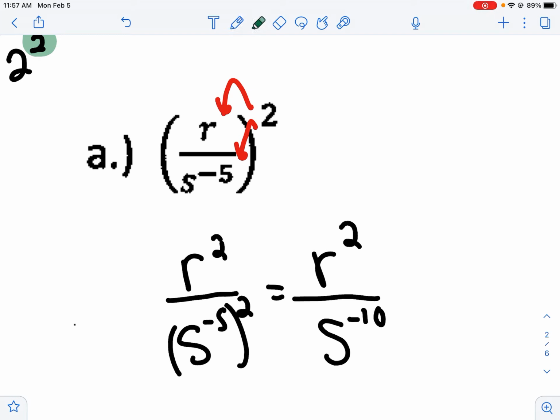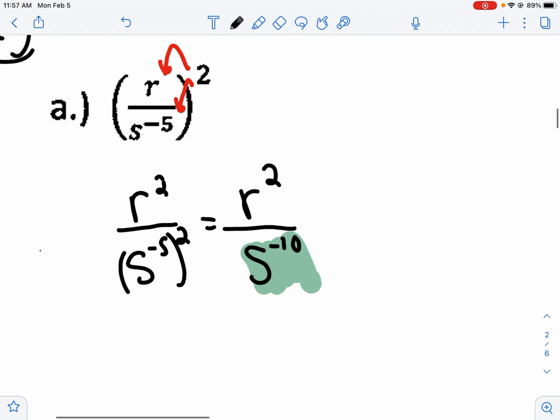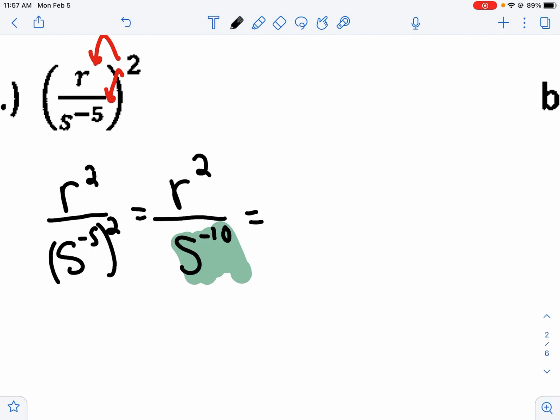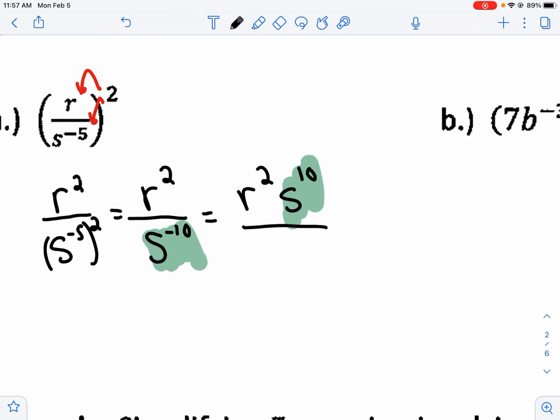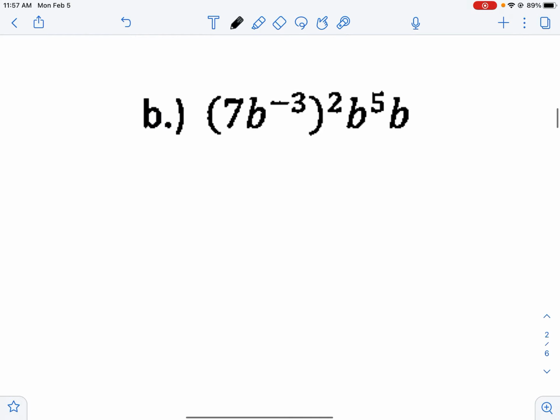Now, remember what I showed you before. See how the s is being raised by a negative 10? When a base is being raised by a negative exponent, you could say this is over 1, and it goes to the bottom and the exponent becomes positive. So the s to the negative 10 is going to switch sides. It's going to come on top, and the exponent is going to be positive. We could put an over 1 on the bottom, but we'll just leave it like that. Let's go ahead and do the next one.